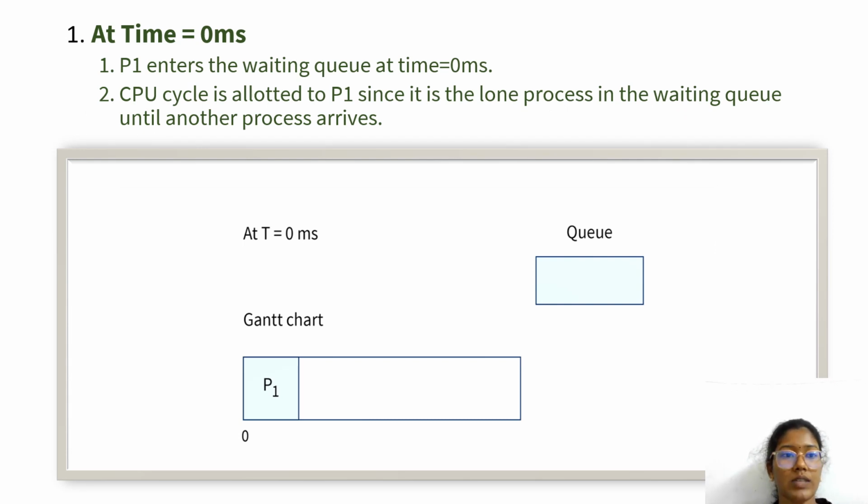At time t equals 0 milliseconds, P1 enters the waiting queue. The CPU cycle is allotted to P1 since it is the lone process in the waiting queue until another process arrives. So here we can see in this picture, the queue is considered as the Gantt chart, and the Gantt chart shows P1 entering the waiting queue at t equals 0 milliseconds.